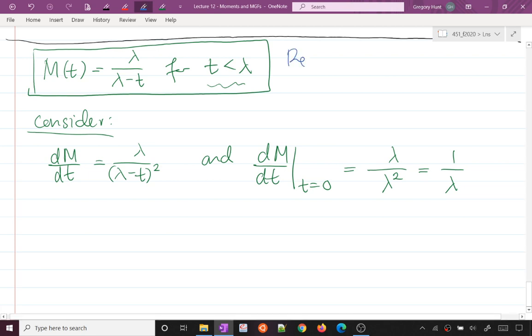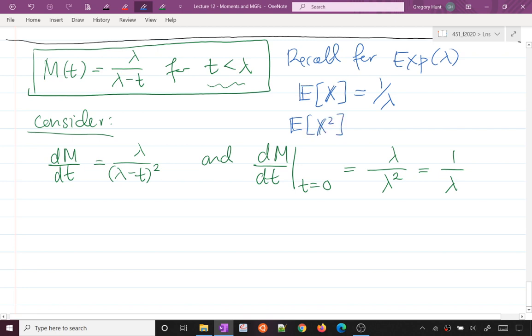Recall, for an exponential random variable, the expected value of this exponential random variable is 1 over lambda, and the expected value of X squared, go back to notes last time, whoops, was not 1 over lambda squared, but 2 over lambda squared. So if you don't believe me, go look at how we derived this last time in the notes.